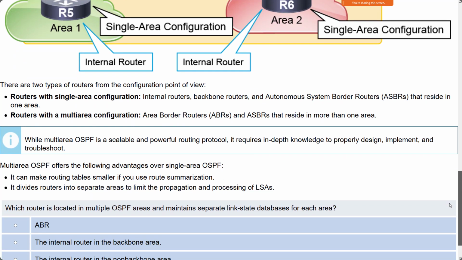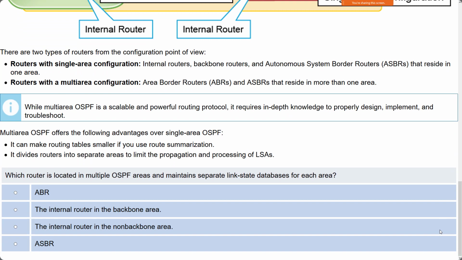I like the bullet point there. While multi-area OSPF is scalable and very powerful, you need to know what you're doing, right? Absolutely, you need to know what you're doing. Multi-area OSPF offers the following advantages. It can make the routing table smaller if you're doing summarization.